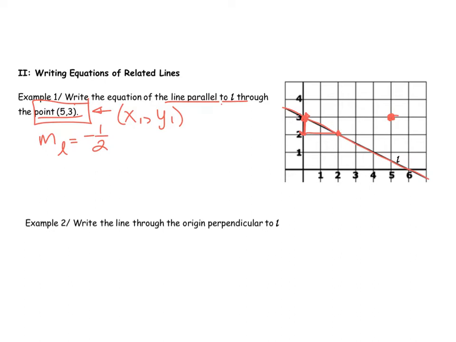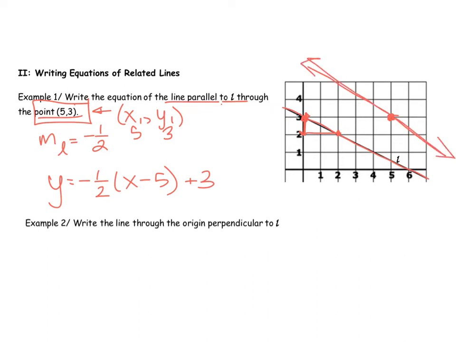My x1 is 5 and my y1 is 3. So I have y equals negative 1/2 times (x minus 5) plus 3. And that is this line here, parallel to L.